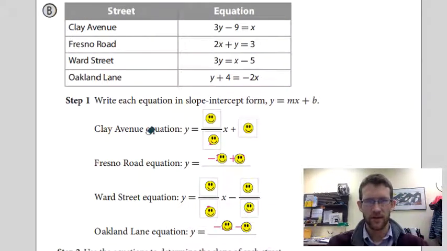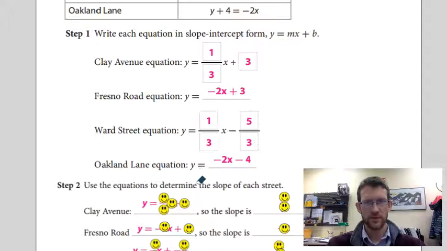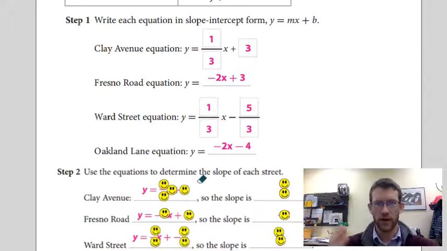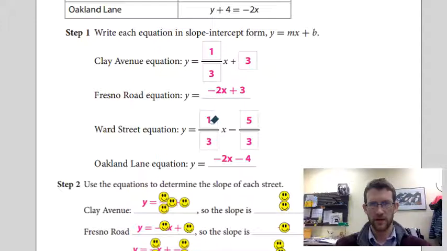Okay, let's try this one. So this guy here, the Clay Avenue one, we add 9 to both sides and then divide by 3. So that gives us 1/3 for our slope. For this guy here, we're going to subtract 2x from both sides, and then we don't have to divide by anything, but it gives us -2 for a slope. And then similarly, we get 1/3 and -2 for both of those. So the slopes of all of them are 1/3, -2, 1/3, -2.